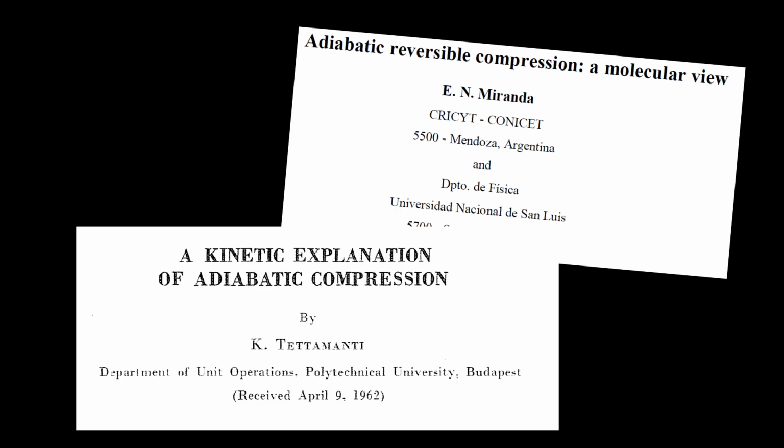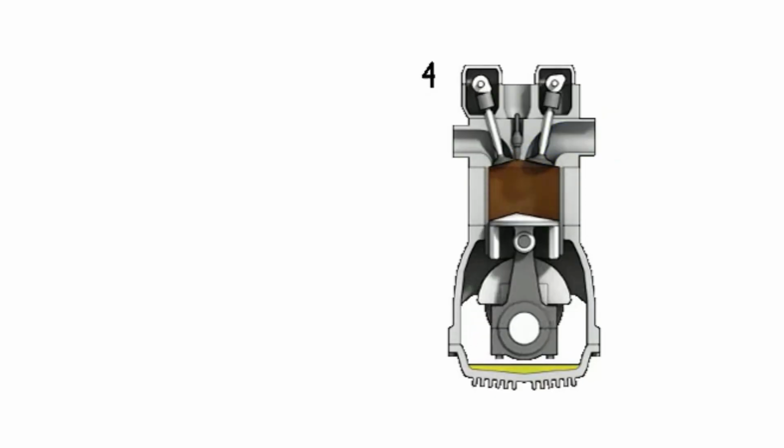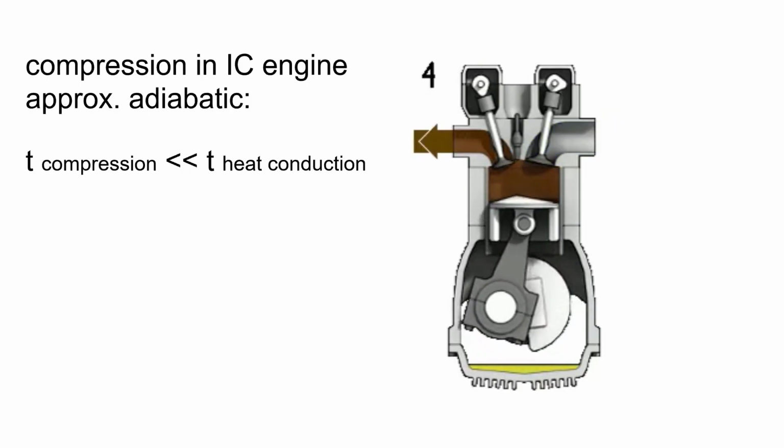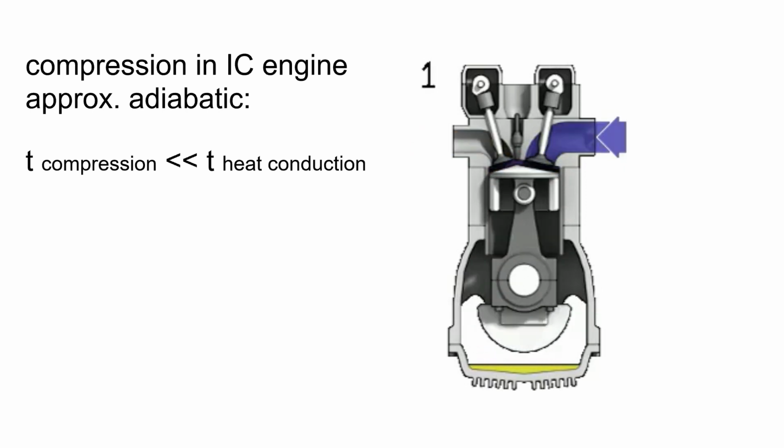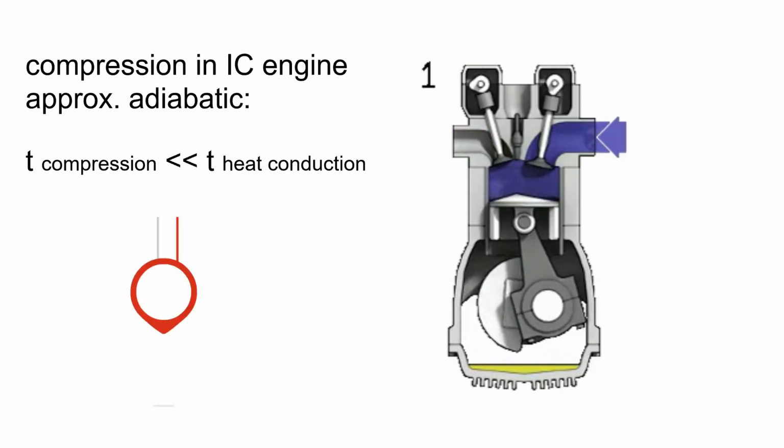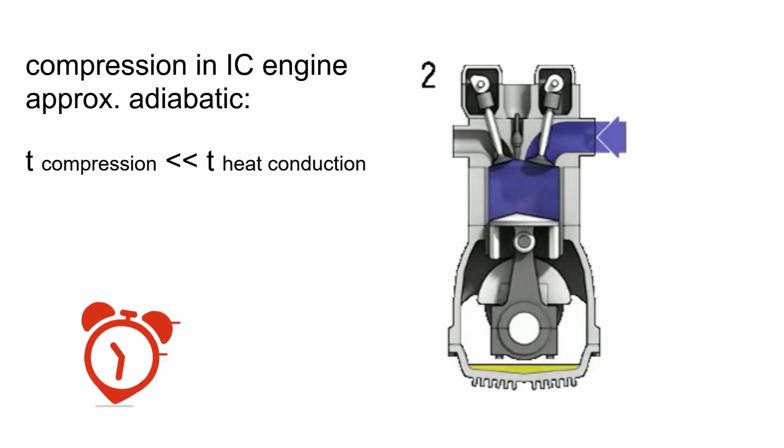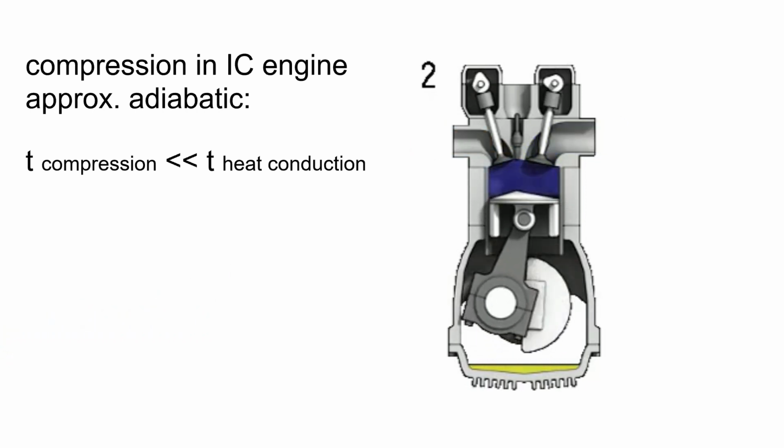And the final thing that I need to say is that the compression in an engine is approximately adiabatic, not because the walls of the cylinder are very good at thermal insulation, they're not really, but because there is not enough time for all the heat to escape. In other words, heat conduction through the walls is slow compared to the compression time.